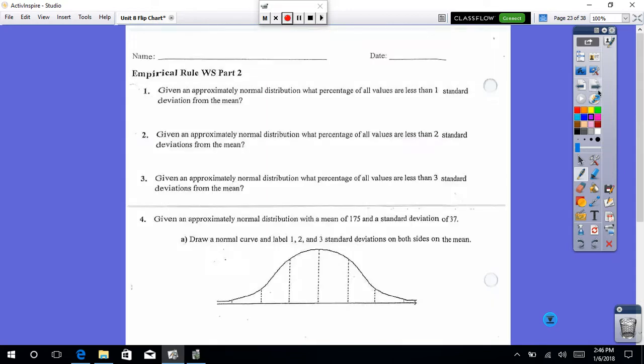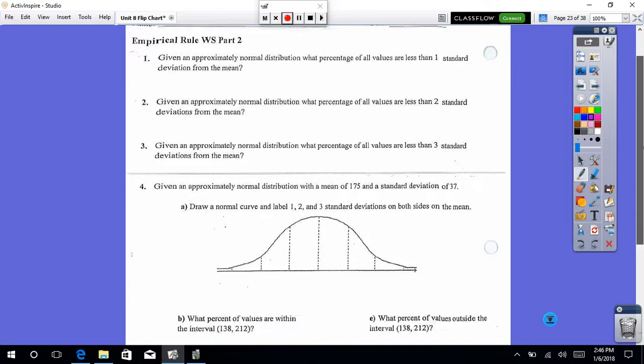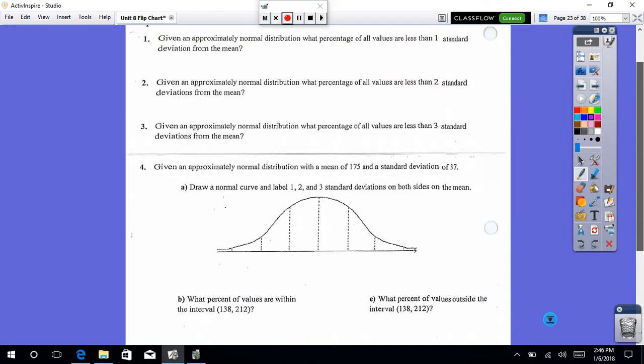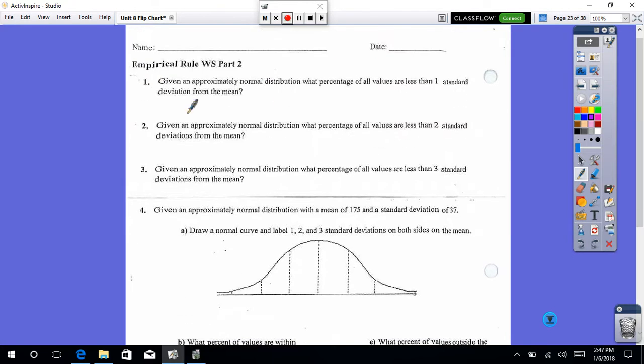Okay, so now let's flip over to page 9. Some questions. These are good questions that could be asked on a test. Given an approximate normal distribution, what percentage of all values are less than one standard deviation away from the mean?